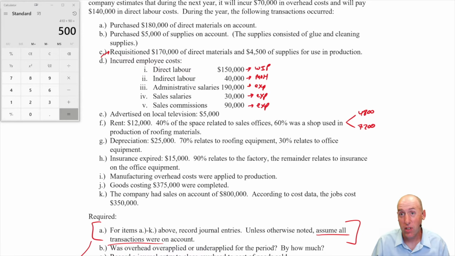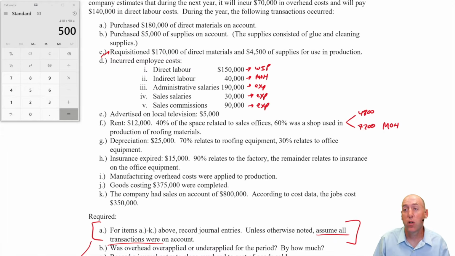Do you have in the factory? Yeah, that is the factory. That's the rent on the factory, right? It's a shop used in production of the roofing materials. Absolutely, that is a factory cost. Is it direct material? No, it's rent. Is it direct labor? No, it's rent. Then it's got to be overhead. So the 7,200 goes to overhead.